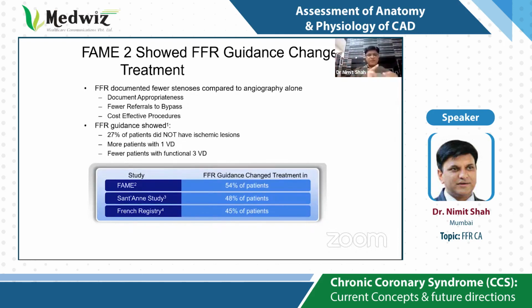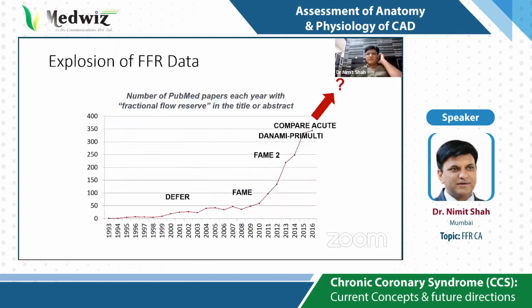And if you look at the FAME study of the French registry, the change in treatment was quite significant, from 54 to 45%. The change in treatment after the FFR. And this vast explosion of data. There's a lot of data. If you look at the PubMed papers, and if you search PubMed for FFR, you see a lot of papers, a lot of trials, from DIFFER, FAME 2, DANAMI, and COMPARE-ACUTE.